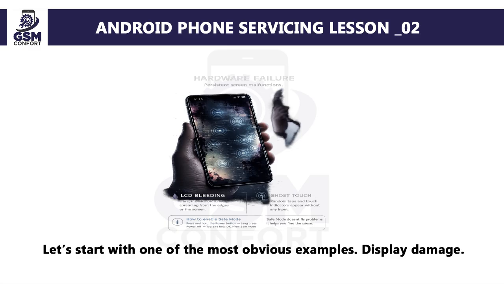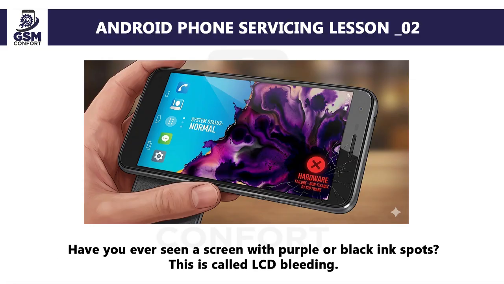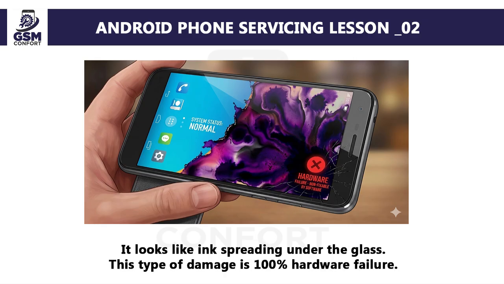Let's start with one of the most obvious examples. Display damage. Have you ever seen a screen with purple or black ink spots? This is called LCD bleeding. It looks like ink spreading under the glass. This type of damage is 100% hardware failure.